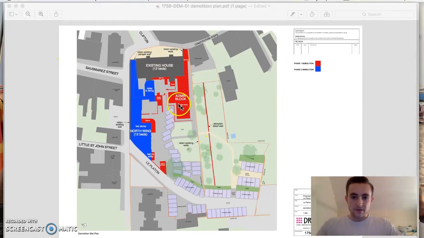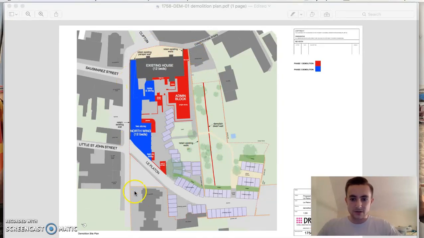So to start with, you can see here, all in red is the phase 1 demolition, in blue here is phase 2 demolition. And during the demolition, there could be many opportunities for nuisance to occur, whether that being in the form of sound, dust, or vibrations. The contractor's at risk quite a lot of the time.